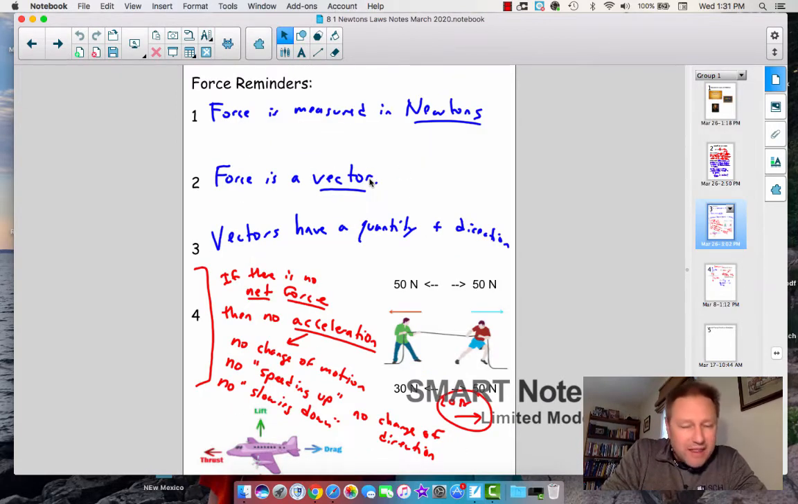Now, before we get into inertia a little bit more, a couple of reminders. We went back to remember about force. Force we had explored before when we did mechanical energy.